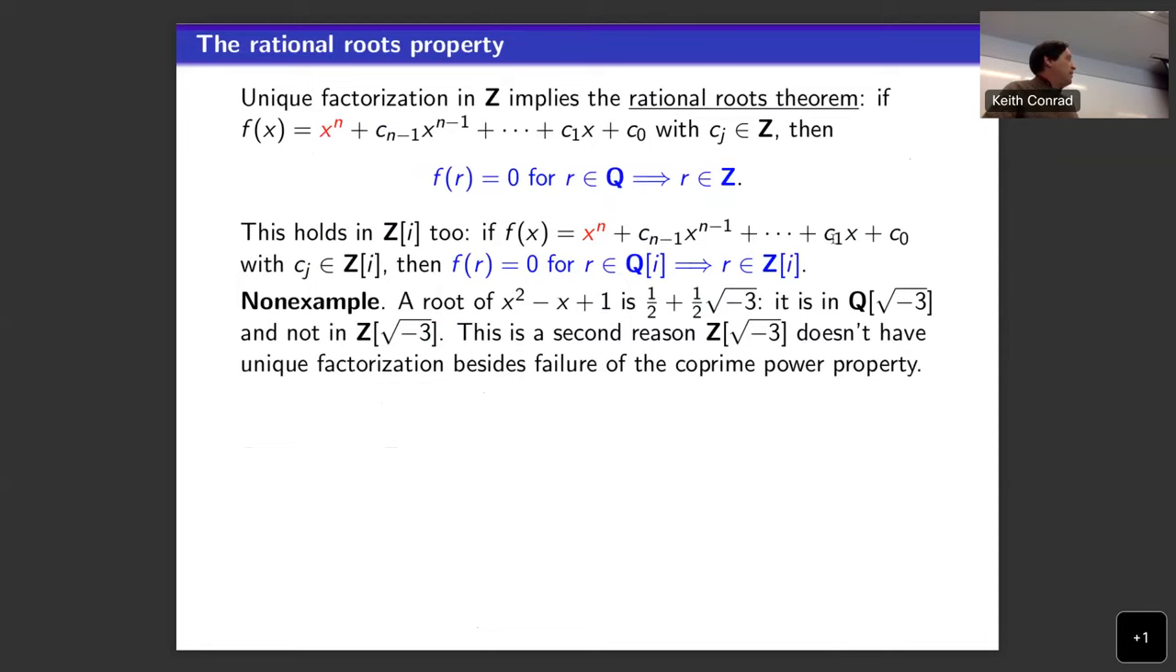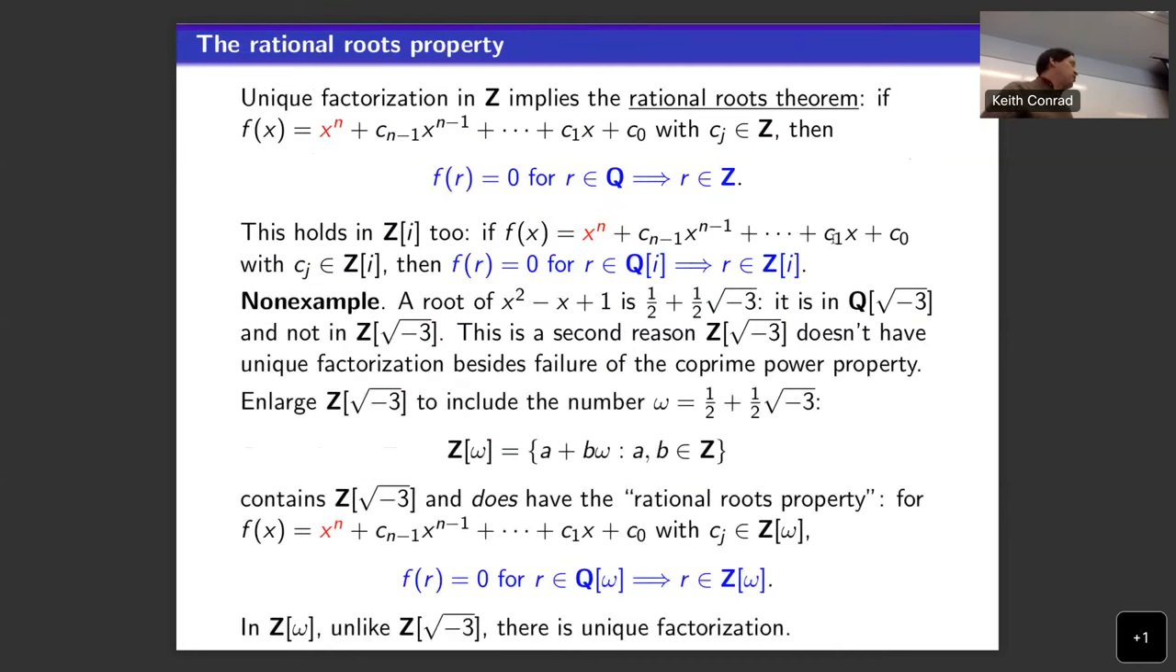In Q bracket root minus 3, we have 1 half plus 1 half root minus 3, and that's a root of x squared minus x plus 1, which is monic with coefficients in Z bracket root minus 3. I mean, they're also in Z, but I'm just going to say that they're in Z bracket root minus 3. So here you have a monic polynomial with coefficients in here, and it has a root in Q bracket root minus 3, but that root is not in Z bracket root minus 3. So this rational roots property fails for Z bracket root minus 3, which is consistent with it not having unique factorization.